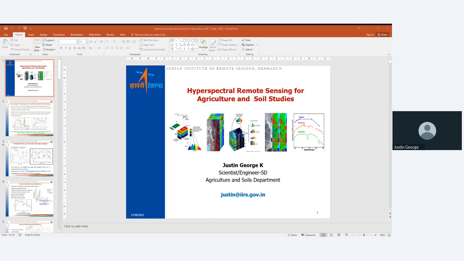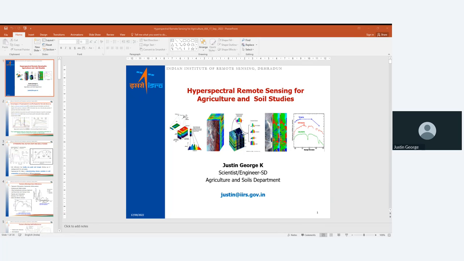Because if you go through the literature, the majority of the studies people have used is something referred to as the Hyperion data, which was a test satellite by the US. It was supposed to deliver for only up to 5 to 10 years, but it lasted for around 15 to 16 years. But after that, we don't have any data till now which provides a regular hyperspectral image of any area.